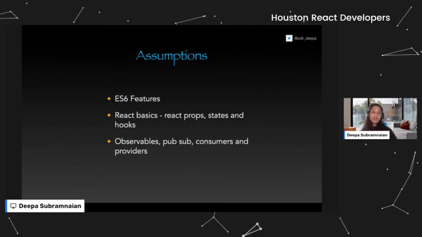My assumptions are that you have a solid understanding of ES6 features such as promises and callbacks, basic React knowledge like props, state, and hooks, and some idea of what an observable is, what PubSub is, and what a consumer and a provider are. This talk is primarily catered for people who know React and are trying to learn about state management and the options available. It is an overview of a few state management options that I picked up and wanted to talk about.